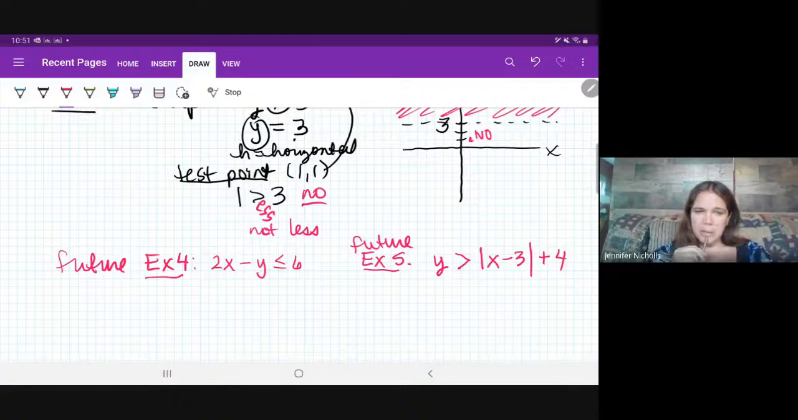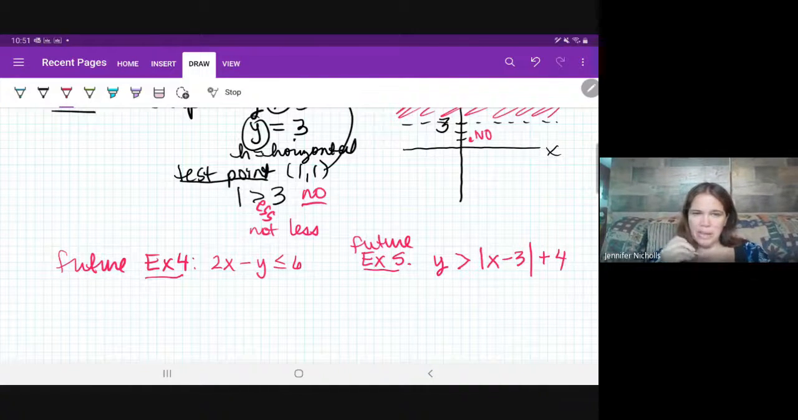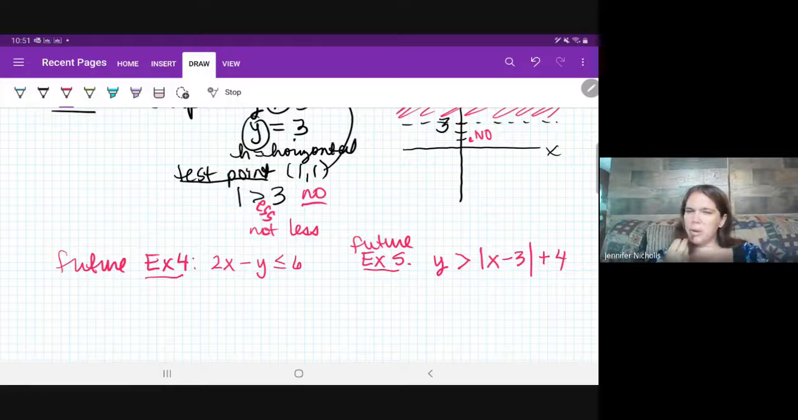It's actually a y equals mx plus b line. So that would be a line, but then you're going to have a shading. But what's weird is you're not going to shade below. This actually turns out to be an above shading. Okay, and then what about example 5?